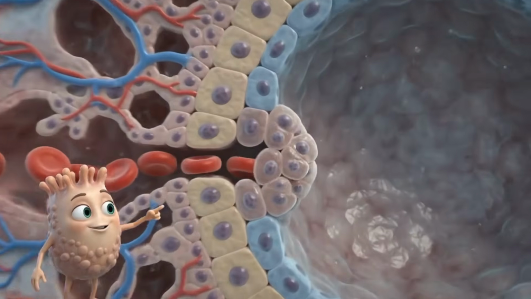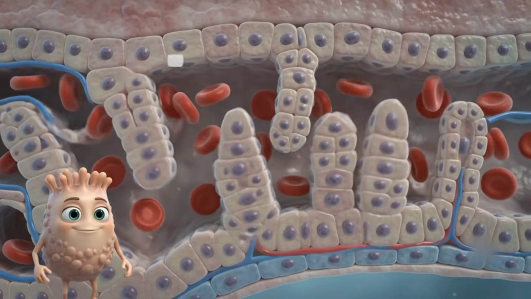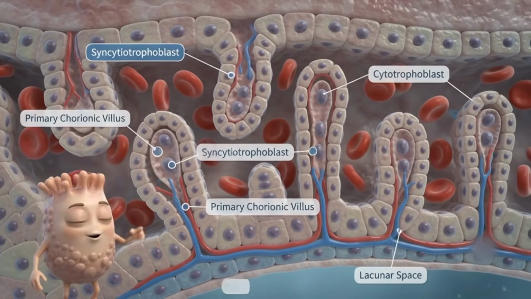As maternal blood enters the developing lacunar network, groups of cytotrophoblast cells are multiplying. These structures mark the appearance of the primary chorionic villi.